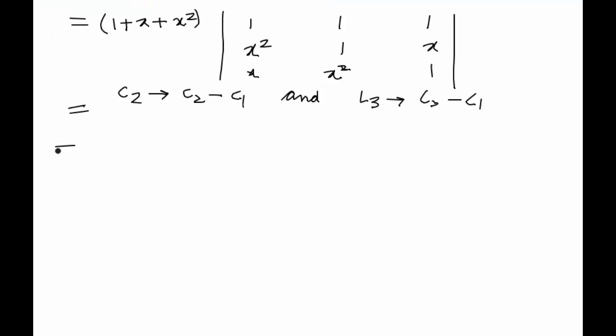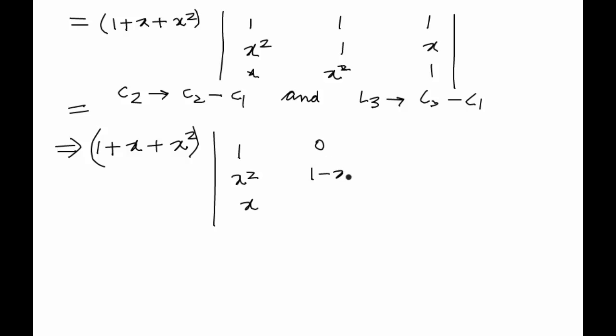So we would be getting 1 plus x² as it is, which was common. Applying C2 minus C1, we would be getting 1, x², x as it is. This would give us 0, 1 minus x², and x² minus x. And over here we will get 0, x minus x², 1 minus x.